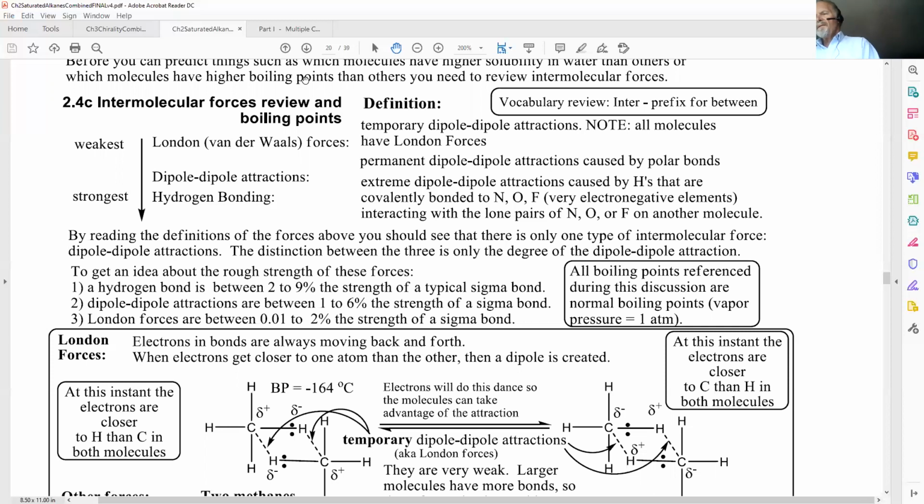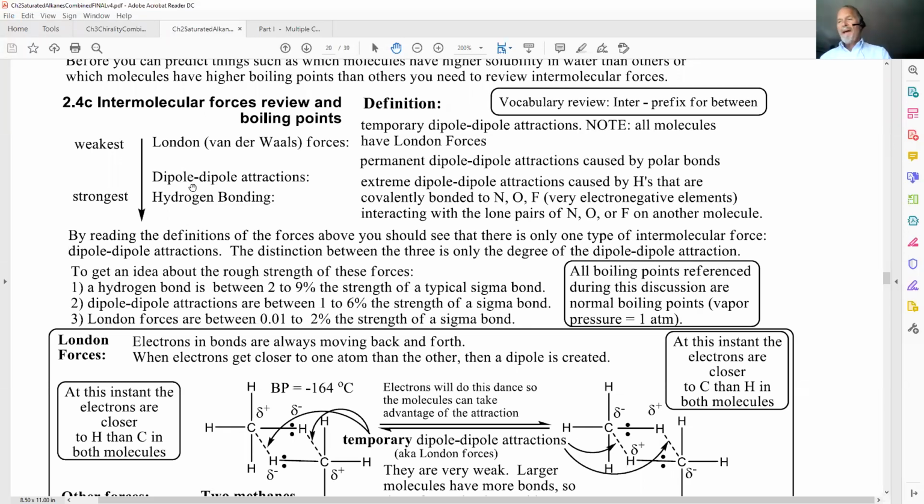Our weakest intermolecular force, sadly, we have people putting their names on things. This isn't even the saddest part of this discussion. I do not like people's names on things. They don't trigger my memory. London does not say nonpolar to me. The Dutchman van der Waal, that doesn't say nonpolar to me.